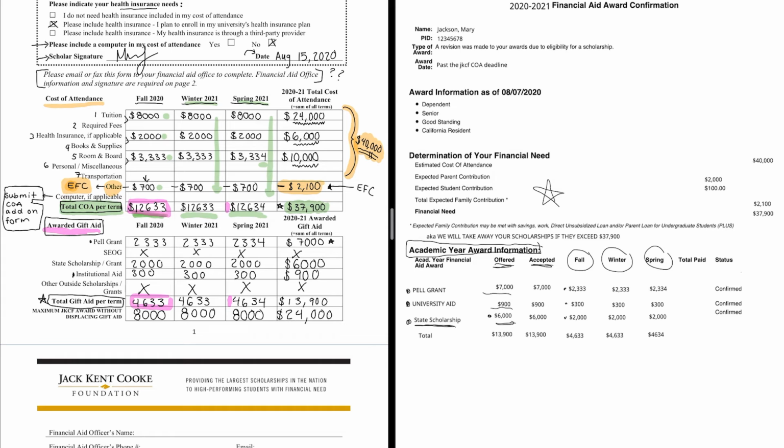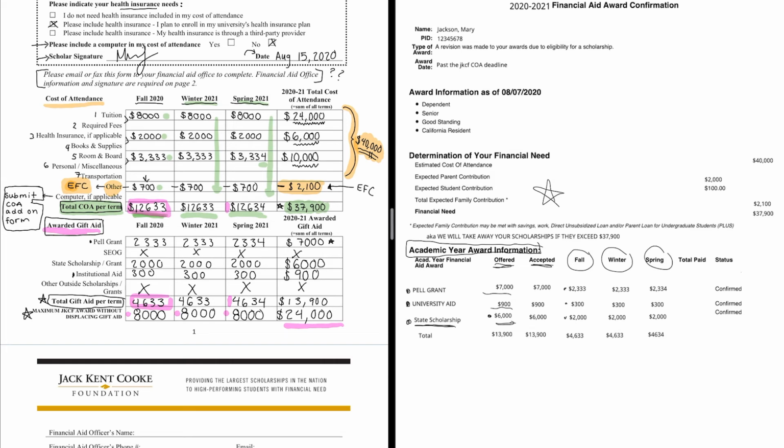$24,000. Just to reiterate, what you're going to do is take the columns where you calculated your maximum Jack Kent Cooke award without getting displacement, add that row up, 8,000 plus 8,000 plus 8,000, and you get $24,000. This number, $24,000, is the maximum amount of money you can get from Jack Kent Cooke as a total for the year without getting scholarship displacement.